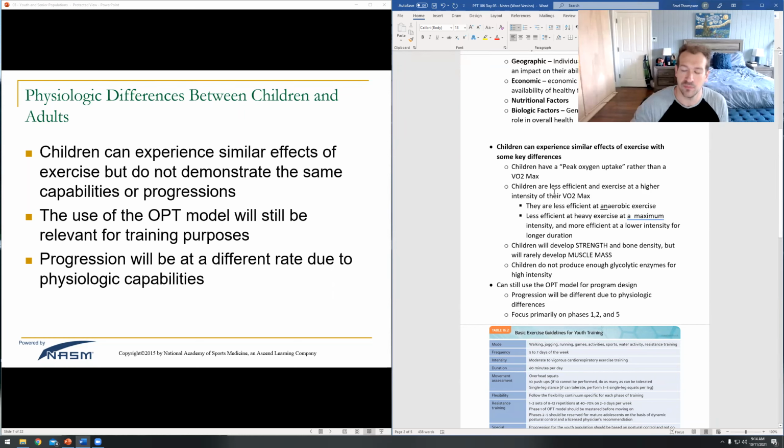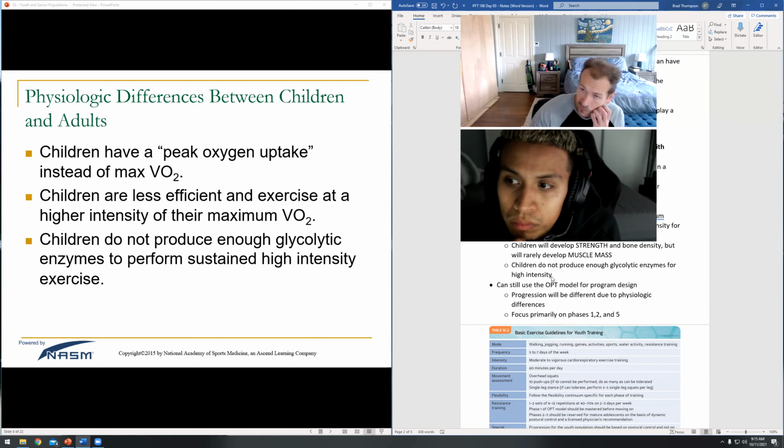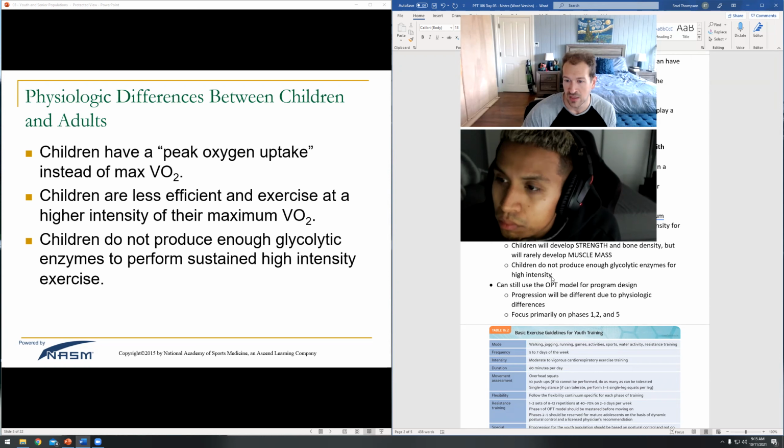Because of this, beforehand though, let's go back and look at the lack of VO2 max, right? Children are going to be much less efficient at exercises that are at a higher intensity or a higher percentage of that VO2. Meaning the harder you work, normally we tap into our anaerobic energy stores, right?